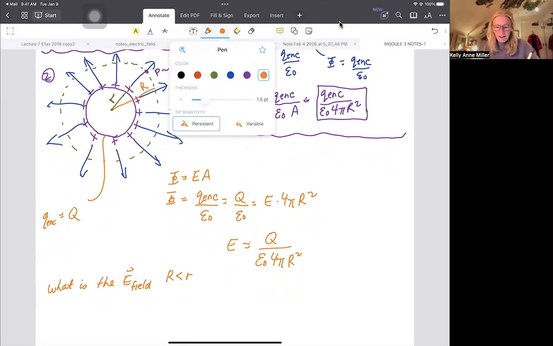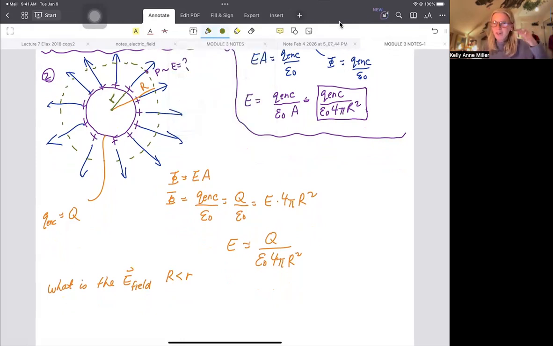So to solve that, I would just draw another Gaussian surface inside the sphere. Remember, we're making Gaussian surfaces green. So I would draw my Gaussian surface here, and I'll call the radius of this one R2, and maybe the shell's radius R1. So the radius of the Gaussian surface is smaller than the radius of the shell.